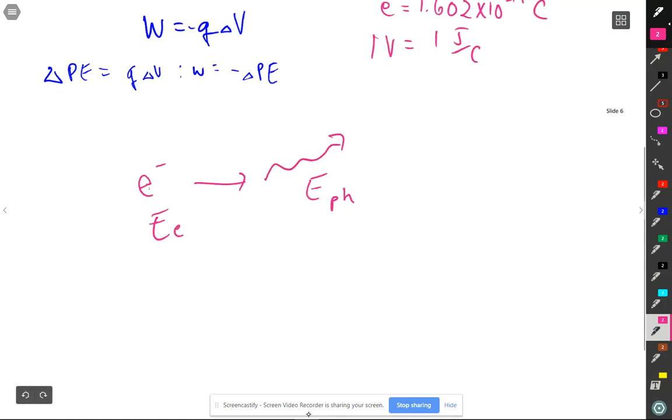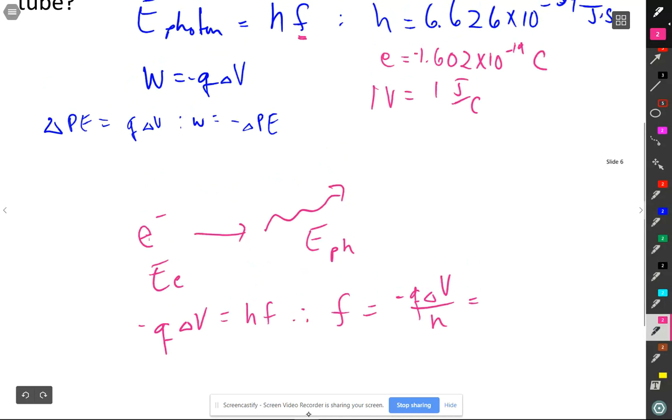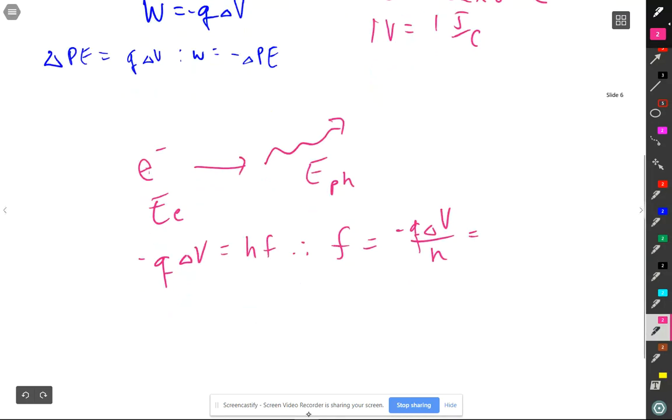And so the energy of the electron is q delta V, and it's actually going to be minus q delta V, which makes it a positive. It's equal to hf. Therefore, f is equal to minus q delta V over h. And I guess I should have put a minus sign. Electrons do have a negative charge.